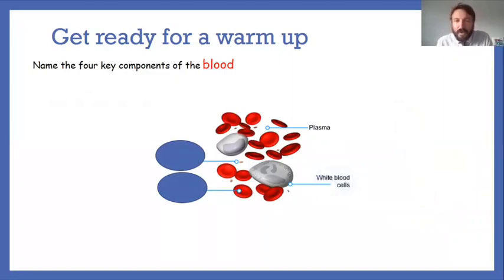Then we had the white blood cells, which were really sort of our army blood cells that take care of us when we're feeling poorly. They come out to help us. We have our red blood cells, which made up about 45% of our blood.